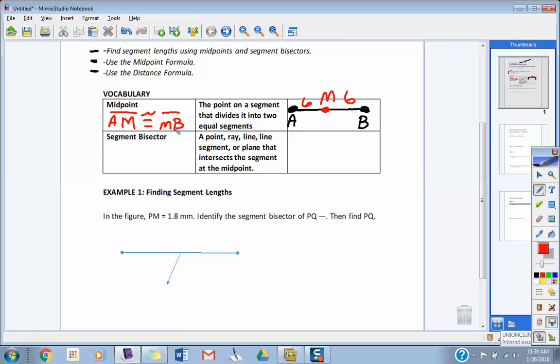So I'm going to write this down. Anything that creates a midpoint. And that can be various things. It can be a point, it can be a ray, it can be a line segment, it can be a line, it can be a plane. It can be any of those.